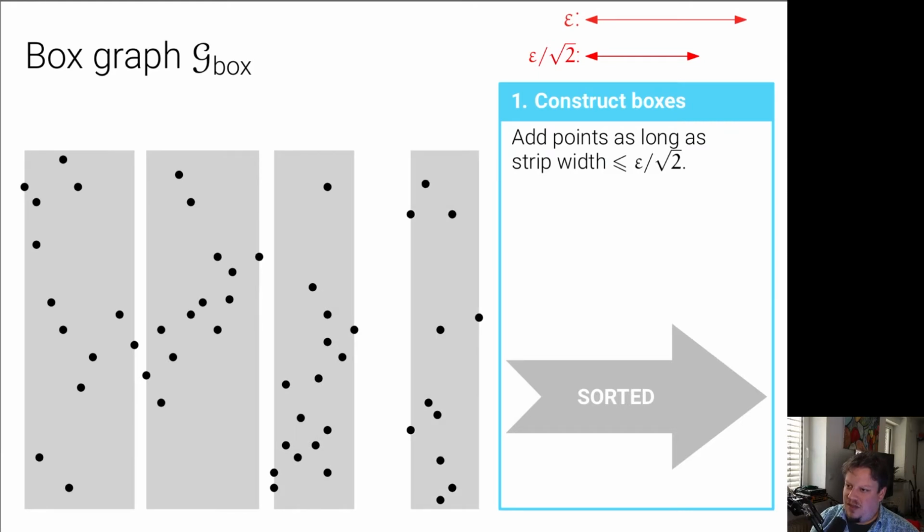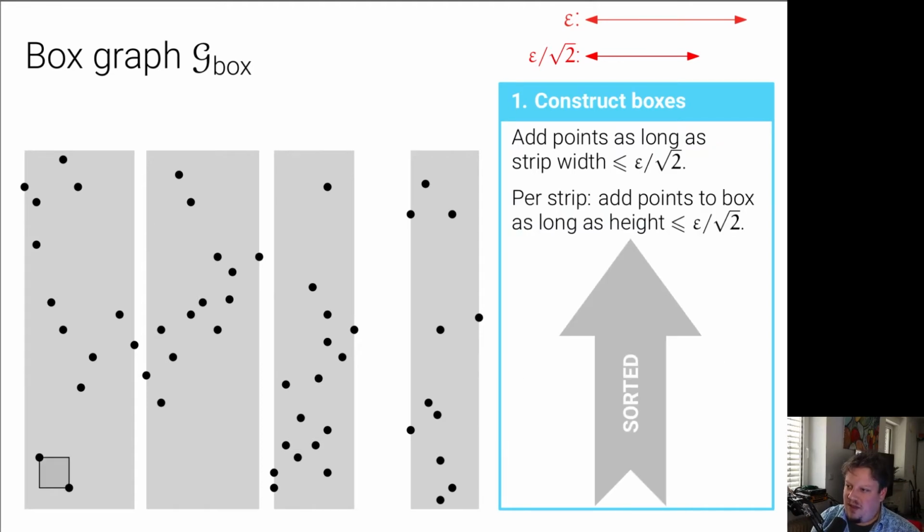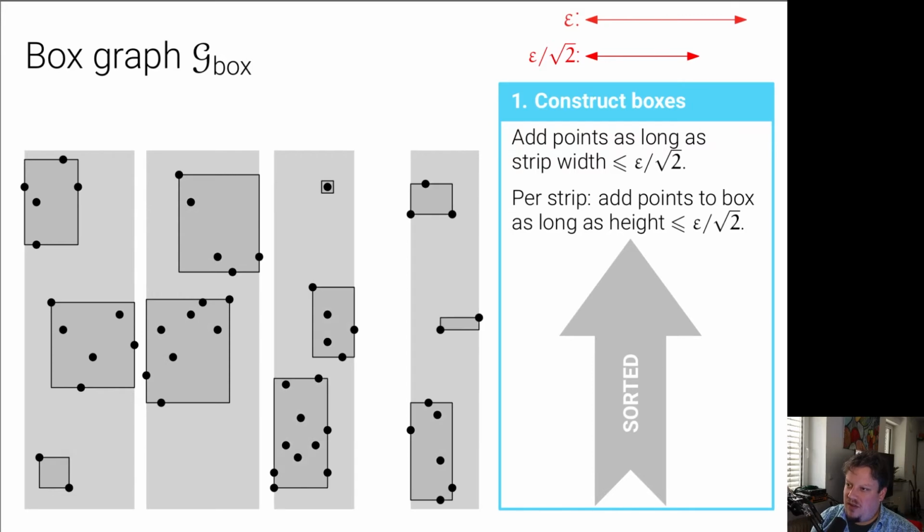And then I just keep going. So I have some empty space. That's nice. I don't really care about that. But now I have a number of strips, and within each strip, I'm going to make a box. It's the same idea, but now I go in the y direction per strip. This is less than epsilon over square root 2, but this is more than epsilon over square root 2, so I start a new box there, and I keep going. Now I have 3 of these boxes in this strip, and now I do this everywhere. And these are my boxes.